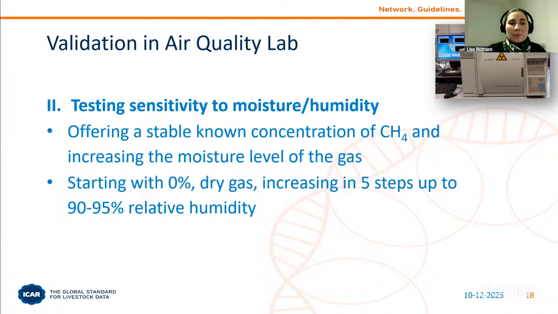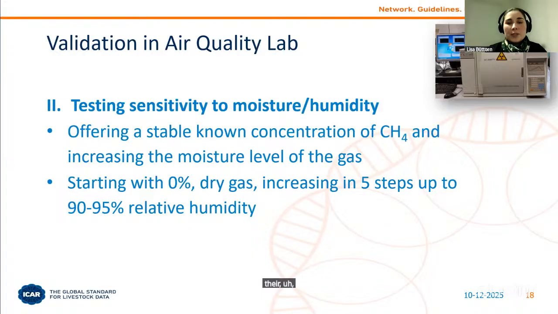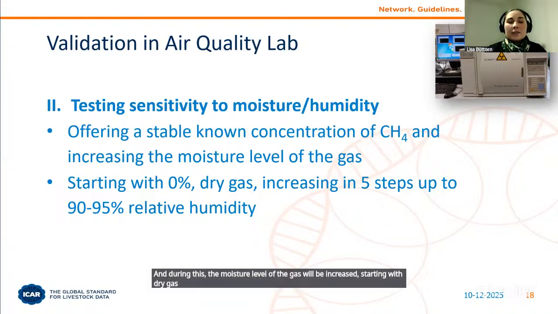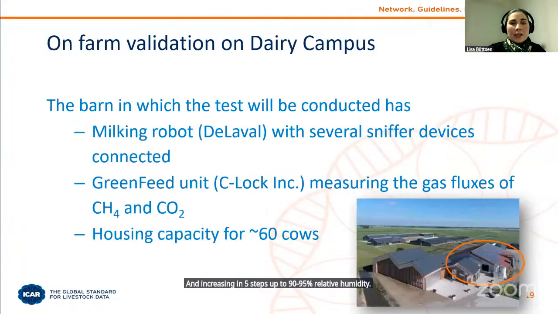In the second step, we will test for sensitivity to moisture or humidity, and there a stable concentration of methane is offered, and during this, the moisture level of the gas will be increased, starting with dry gas and increasing in 5 steps up to 90–95% relative humidity. And this was basically, in short, the validation in the air quality lab.